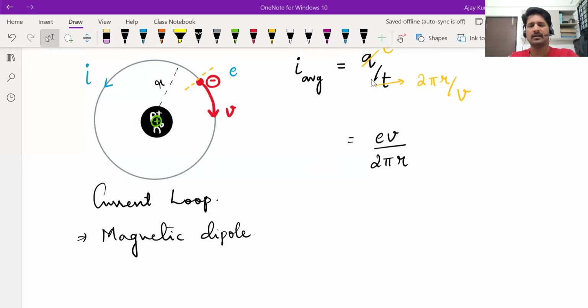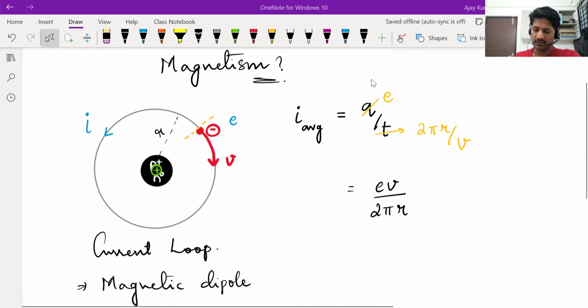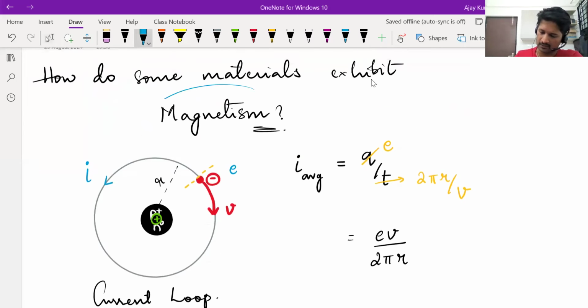You just have to curl your right hand fingers along the flow of current. The flow of current is anti-clockwise, so curl your right hand fingers anti-clockwise. You'll see the thumb pointing towards yourself. So out of the screen is the north pole and behind the screen will be the south pole. Every revolving electron in every atom produces a magnetic field. There is no electron which does not do this. And this is what gives rise to magnetism in materials.